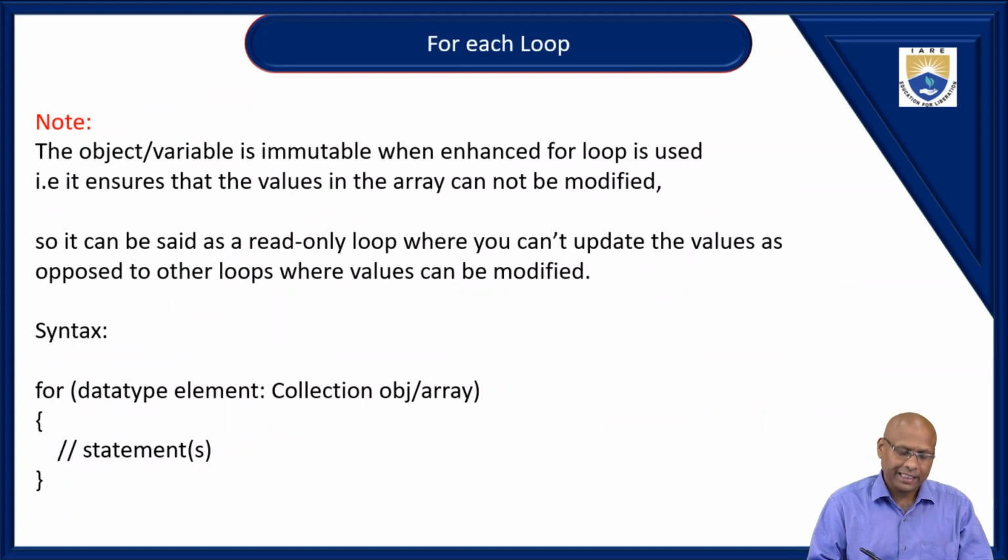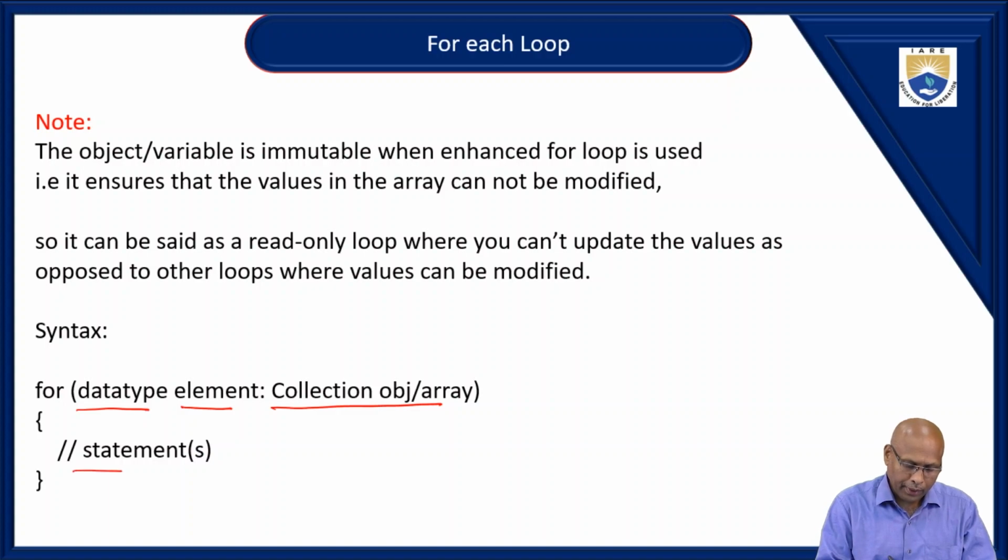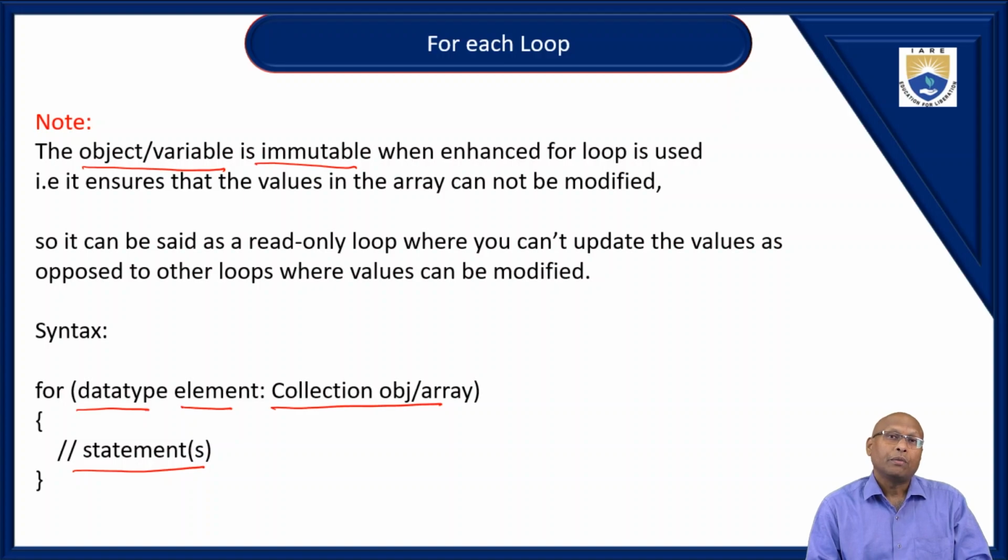Now, you can see the syntax. The syntax: first data type, followed by the element, followed by the collection or array name, followed by statement. Now, please observe the special things. The object or variable is immutable. So, whatever the elements are there in the collection, those things are immutable. Immutable means it is not modifiable. It is fixed, constant.